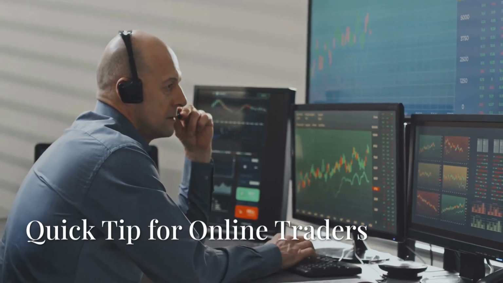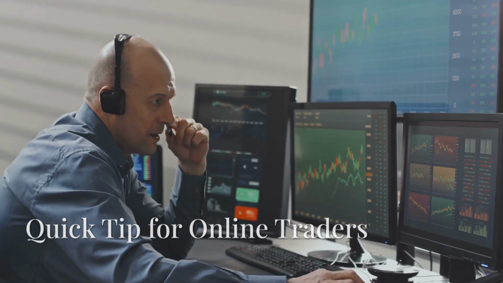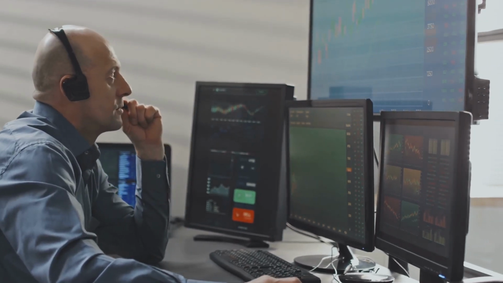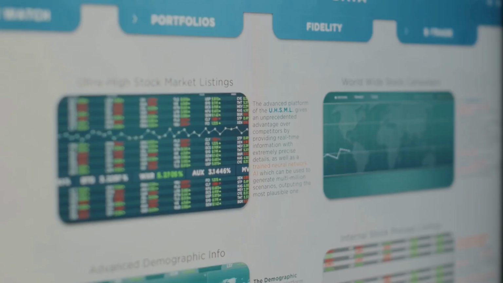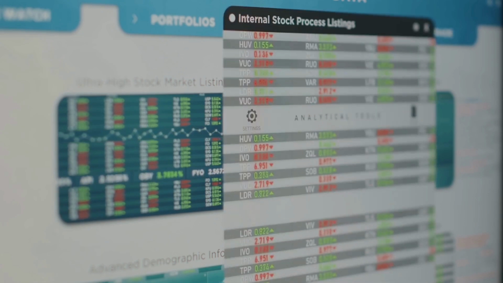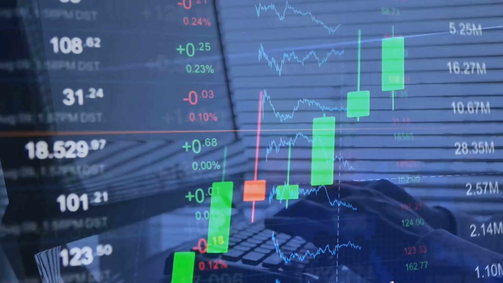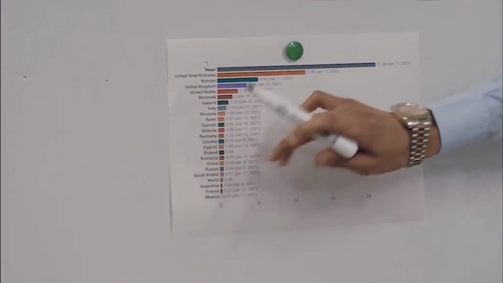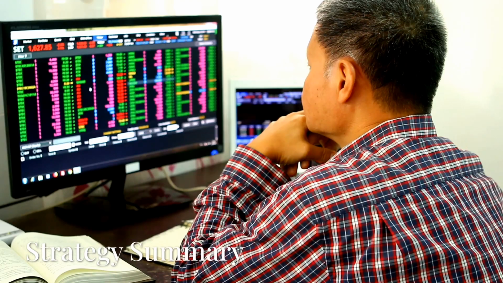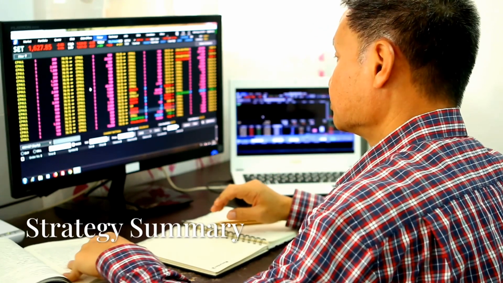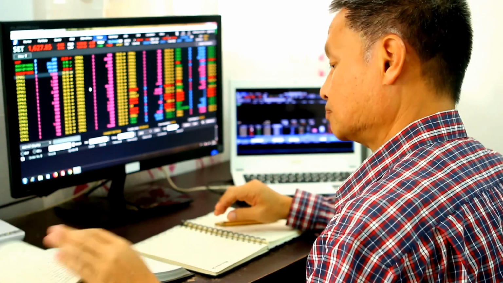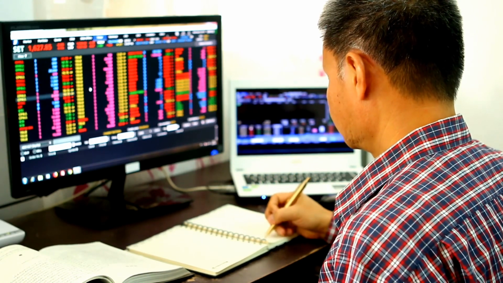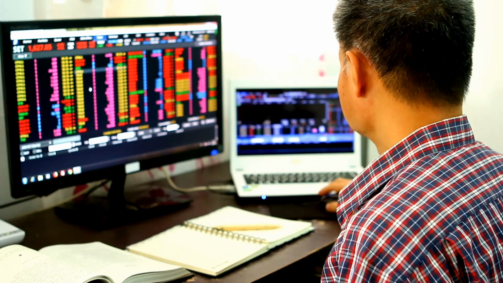Benefits of top-down analysis. Quick tip for online traders. If you trade in MetaTrader 4, TradingView, or similar platforms, use multiple chart windows like D1, H4, and H1 side by side. Mark zones on higher time frames and watch how they react on lower ones. This strategy is great for swing trading or precision intraday entries based on daily bias.